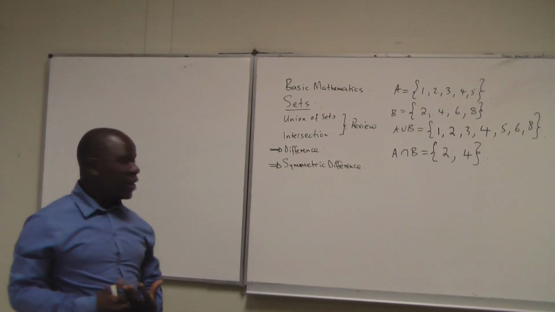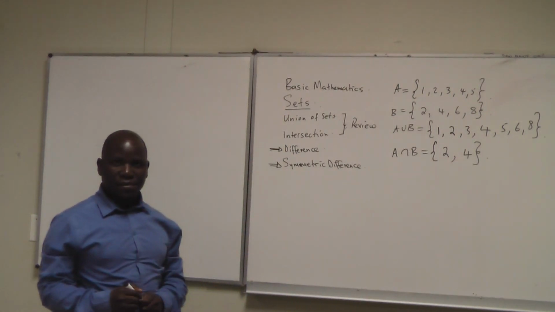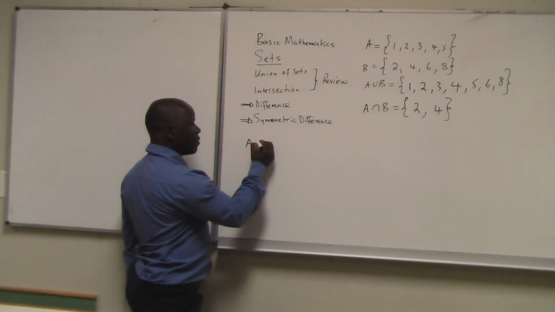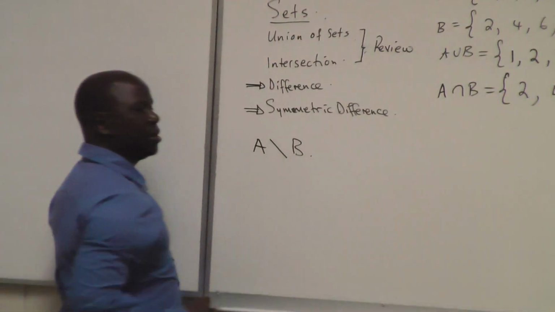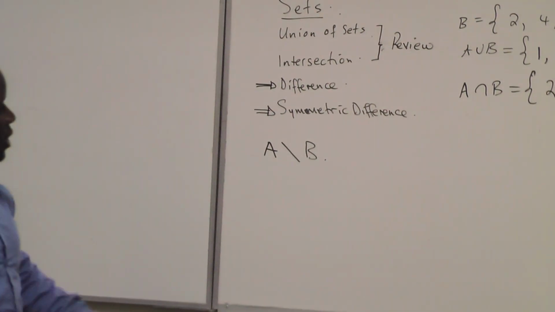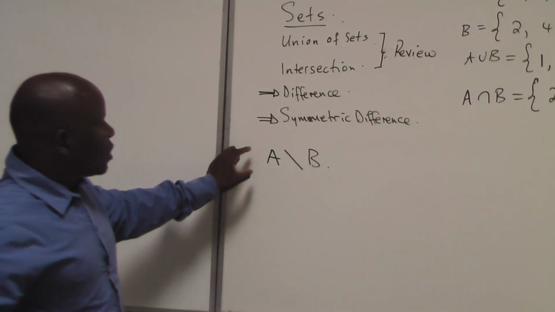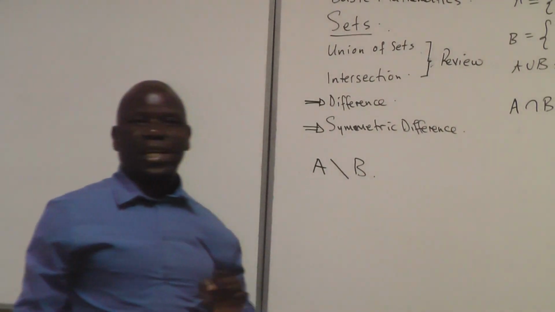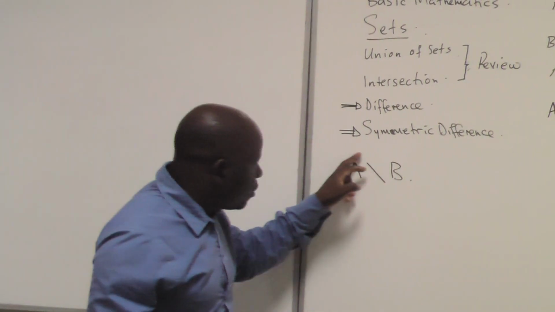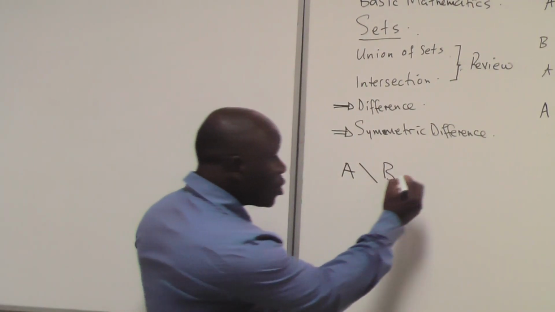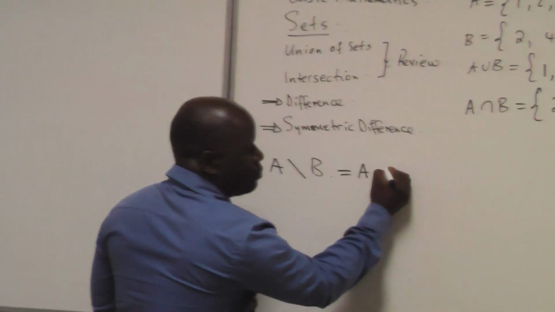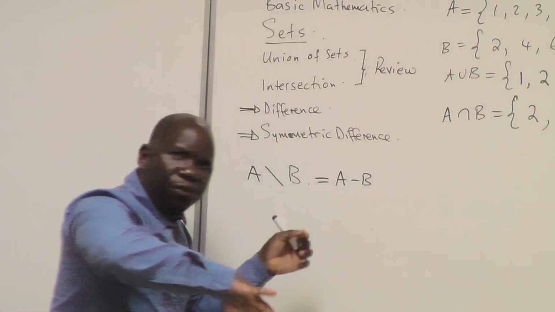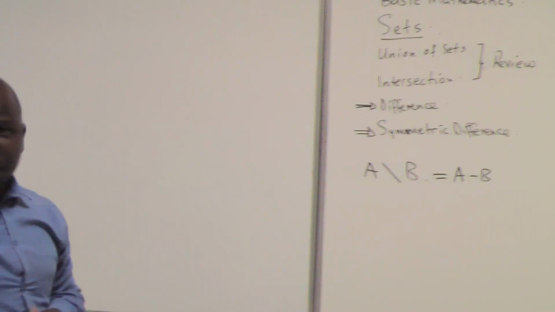Now we want to move a step further to look at the set difference. Set difference is written A difference B. What is this? Set difference simply refers to elements that are found in A but not in B. We can also write this as A minus B. All elements that are in A, but remove those that are in B.